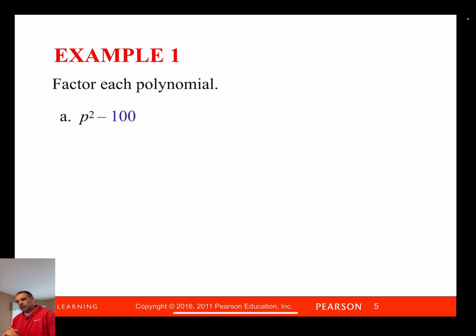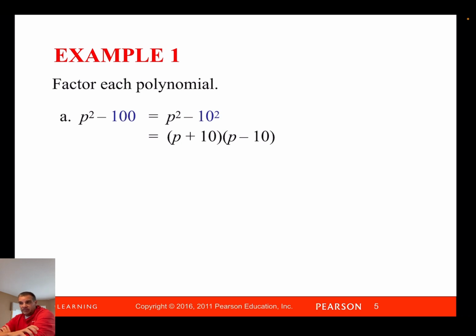So for example, if we're going to factor p squared minus 100, the square root of p squared is p, the square root of 100 is 10, so it is a difference of squares. Since it's a difference of squares, we can rewrite it as p squared minus 10 squared, which is then p plus 10 times p minus 10. And it's factored, and there's nothing left to do with it.